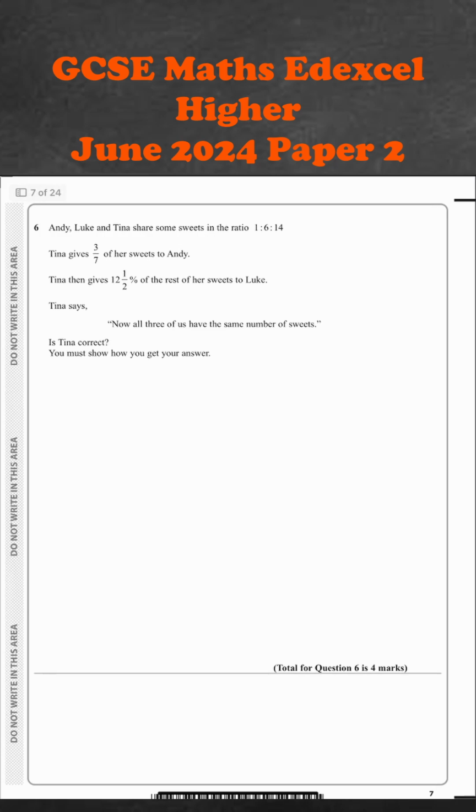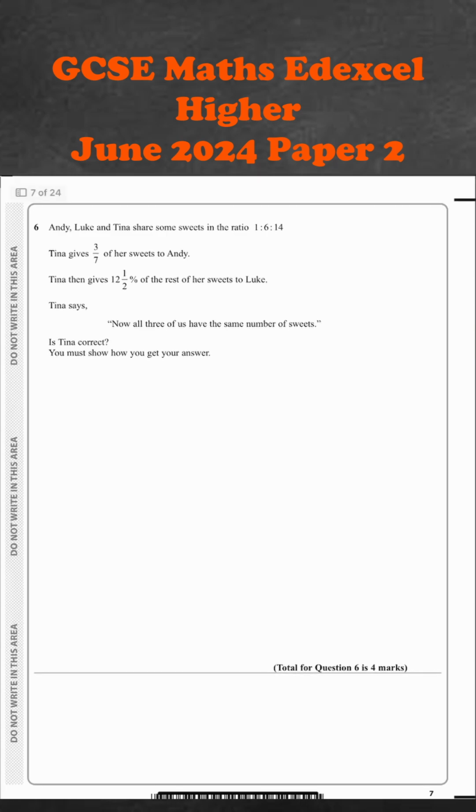Question 6. Andy, Luke, and Tina share sweets in the ratio 1:6:14. Tina gives 3/7 of her sweets to Andy. Tina then gives 12.5% of the rest of her sweets to Luke. Tina says, now all three of us have the same number of sweets. Is Tina correct? You must show how you get your answer.